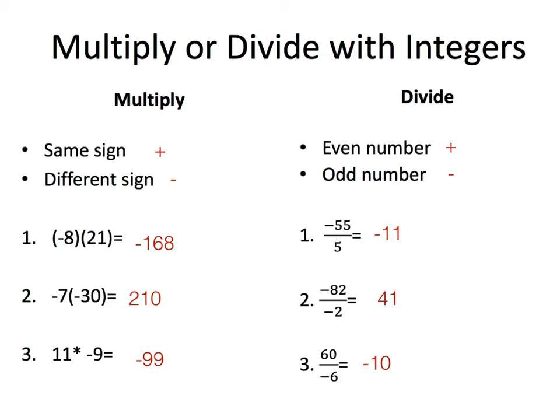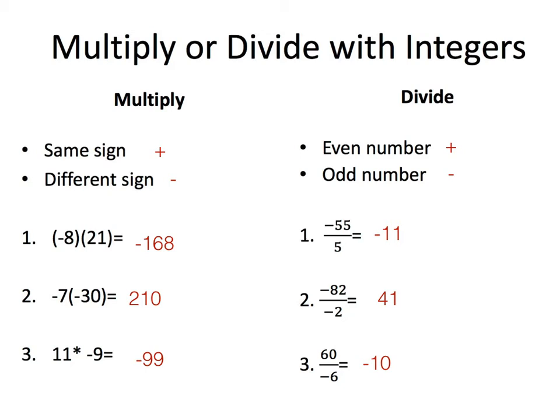For number 2, I see an even number of negatives, or I see the same sign. My answer works out to be positive. For number 3, I have an odd number of negative signs, or I have two different signs. My answer is a negative 99.